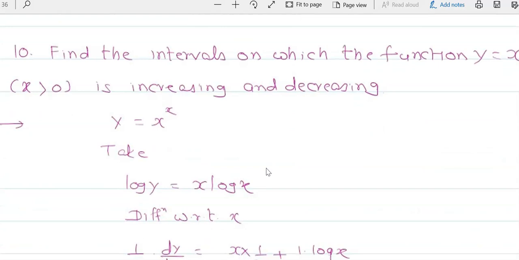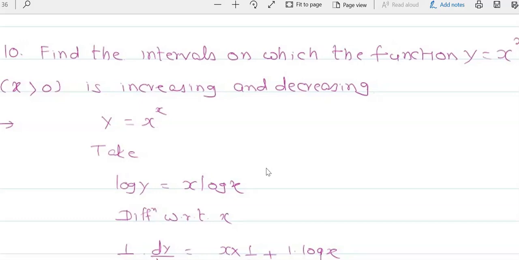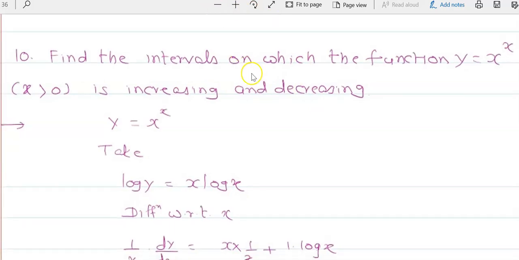Now here we will start question number 10. Find the interval on which the function y equals x raised to x is increasing and decreasing. Here x is greater than 0. Now here y equals x raised to x.